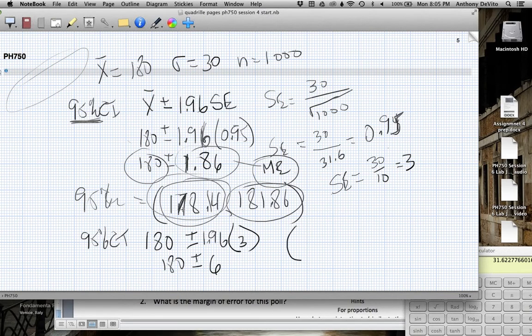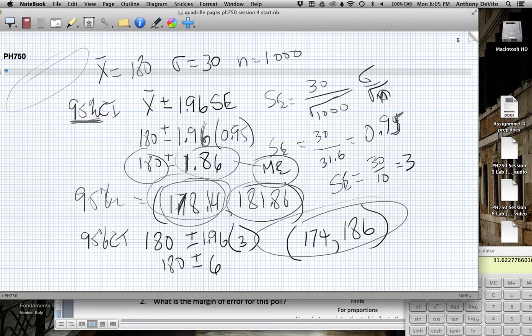So our confidence interval now, instead of being 178 to 182, is 174 to 186, right? See what happened there with that sample size? Because that's sigma over the square root of n, the standard error gets larger as n gets smaller. The standard error gets smaller as n gets bigger because you're dividing by the square root of n. Inversely proportional. Okay, you guys get that? Are you guys okay with that?